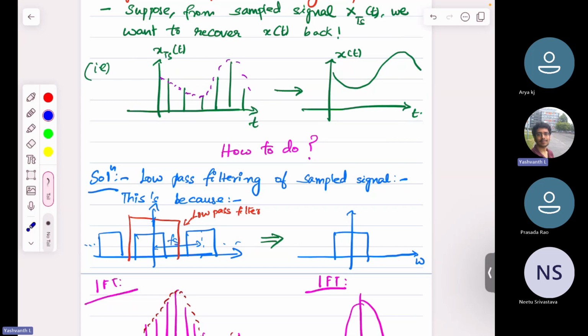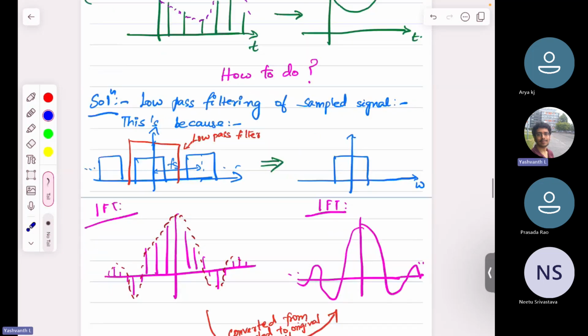Now what I do, I apply, let's say, a low pass filter. If I do a low pass filter, then everything outside the box will be eliminated. Only the signal inside this box will be passed in the output of the low pass filter. So the output of the low pass filter will be only the original signal, I mean, only the first box. The other spectrum will not be there.